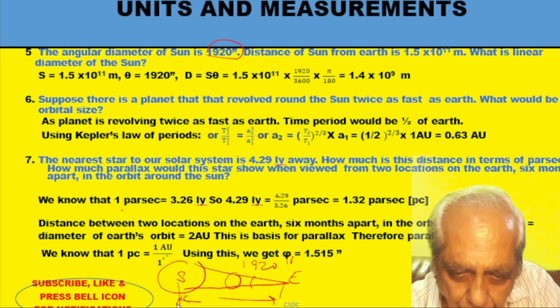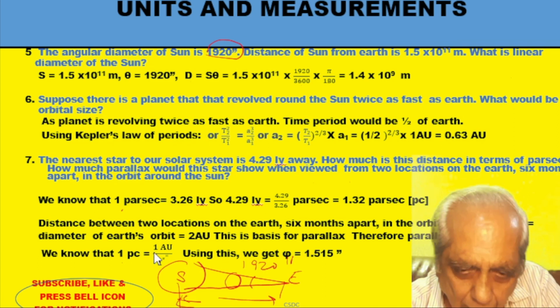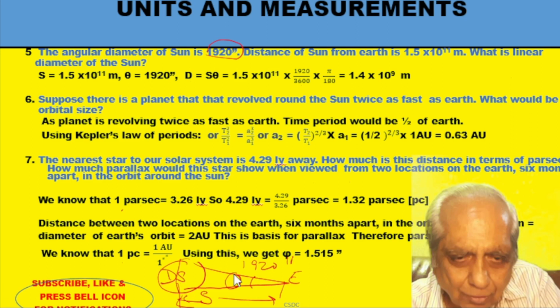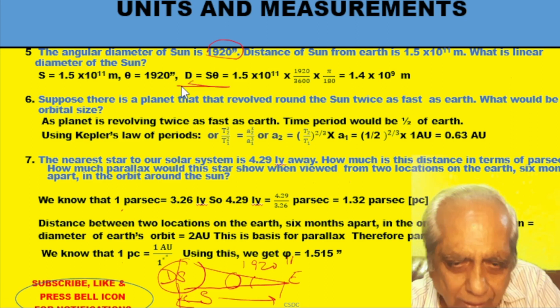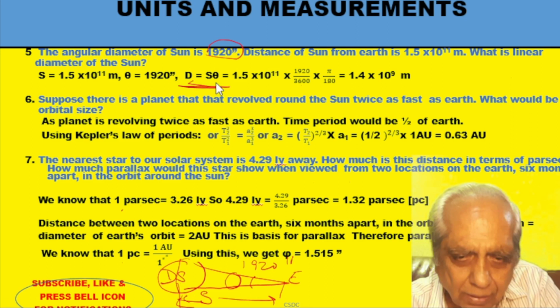1.5 10 to 11 meter. What is the diameter of the sun? So he is asking this diameter of the sun. He has given this distance. Now I have got this triangle. This is my base, and the base is this D. This S is given. We were calling the radius S, no? So S is given and this theta is also given. So directly we can get D equal to S into theta.